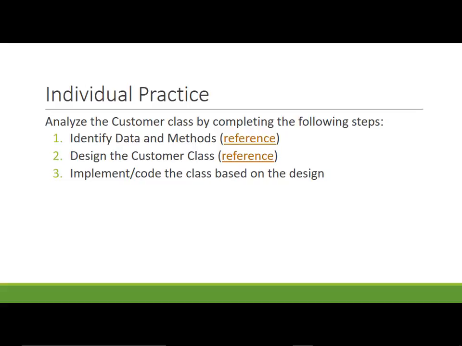Now that you've seen the demonstration, it's now your turn to go about implementing the next class that we have in our example. So what we'd like you to do is analyze the customer class by completing the following steps. First, identify the data and the methods for the customer class. Design the customer class using your UML diagram. And then finally, implement and code the class based on the design. Good luck.